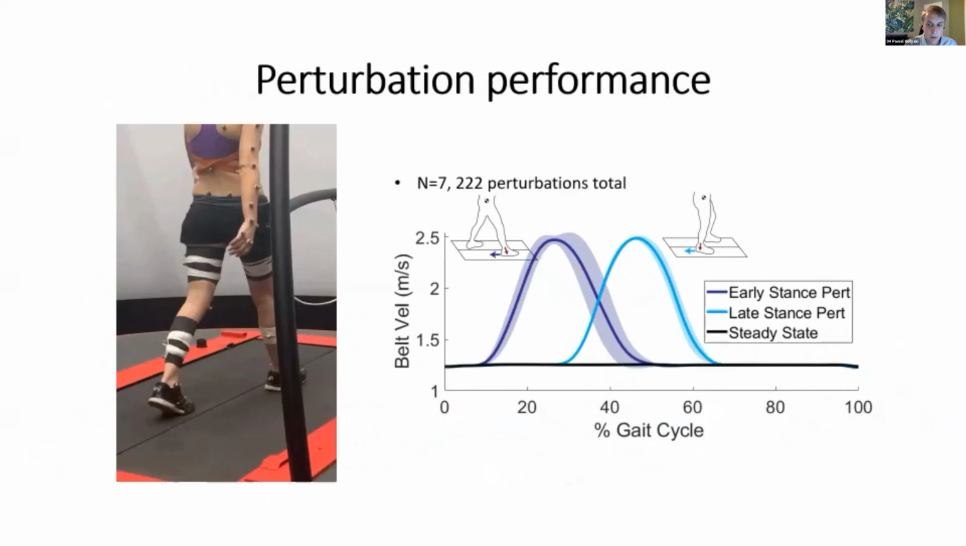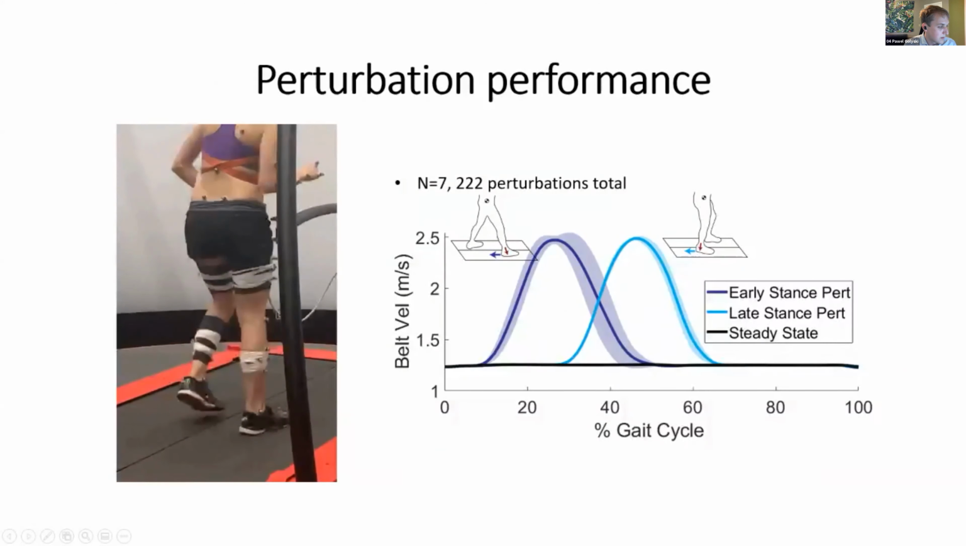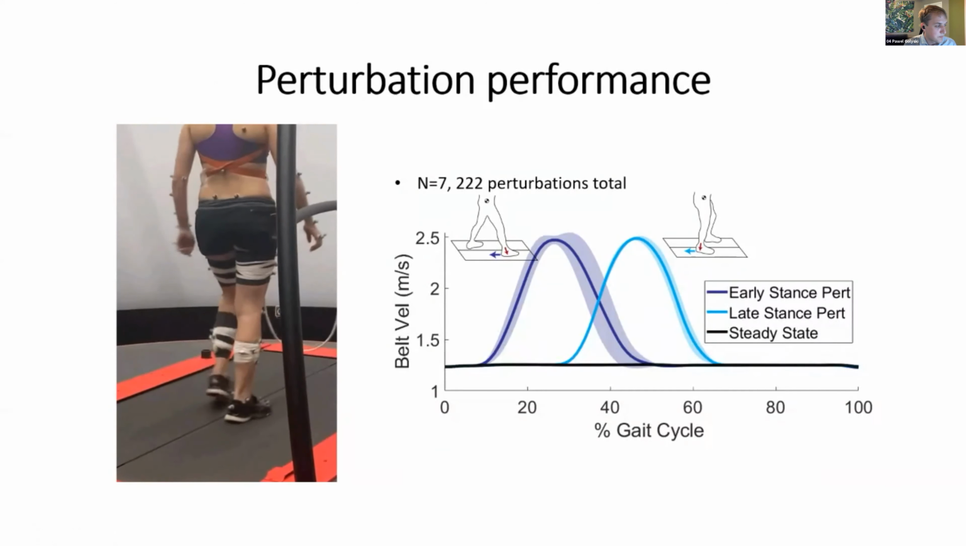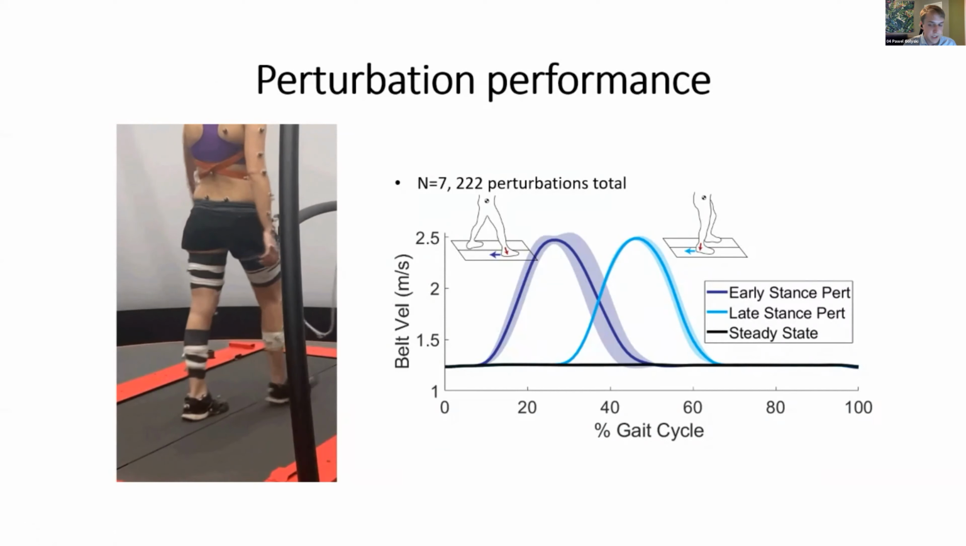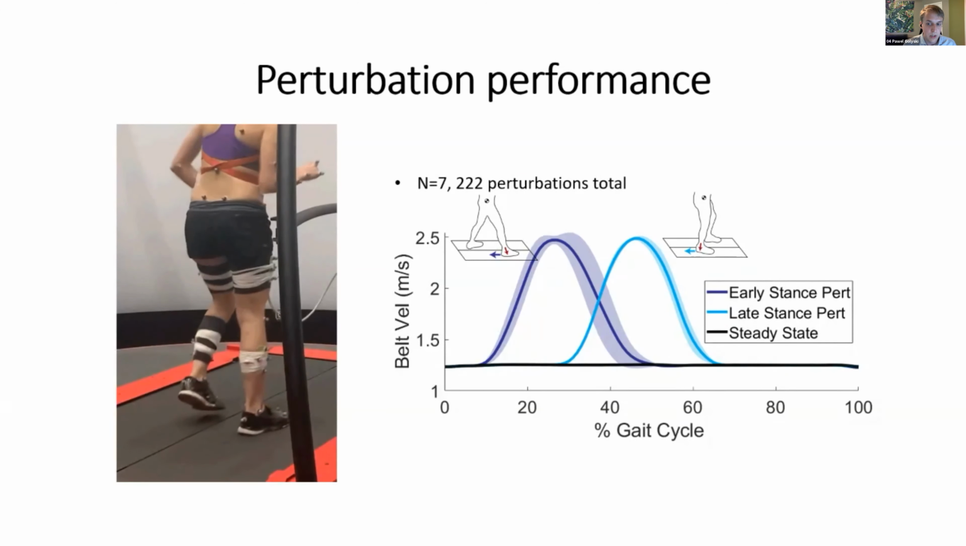For our experiment, we exploited this idea by targeting transient increases in belt velocity to early or late stance. Here we can see an example of a late stance perturbation in real time and then slowed down. Keep an eye on the right leg. And here it comes slowed down. So we collected N = 7 young, healthy individuals with 222 perturbations total.